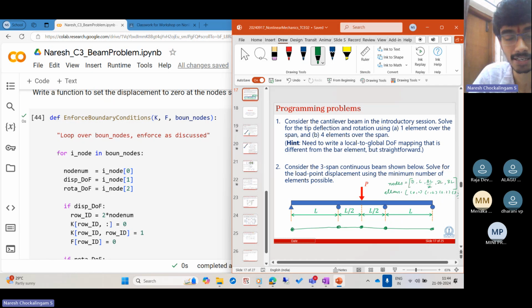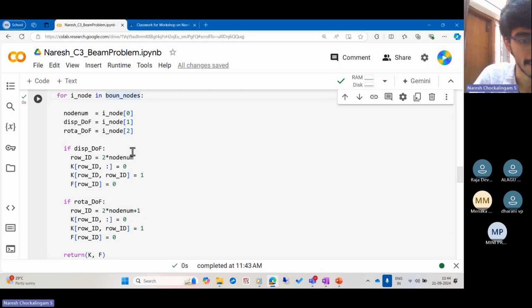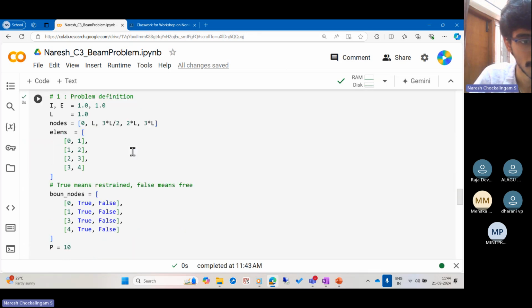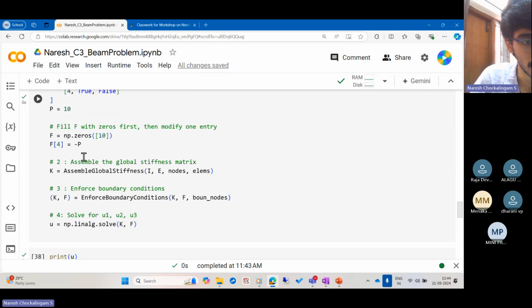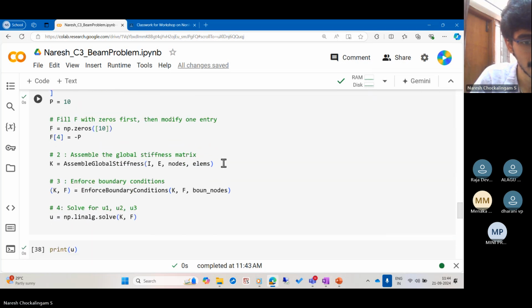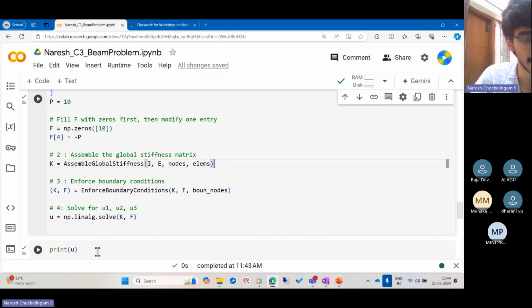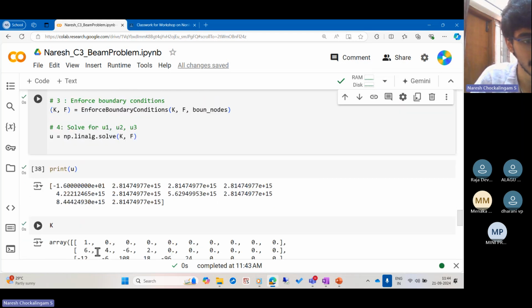Then let us check the analytical solution. Whatever values we are getting, it cannot be 10 power 16. This has some flaw in it, right? This has got some issues. It may be because you're taking unrealistic values of E and I. Somehow K seems fine. K and F is also fine.